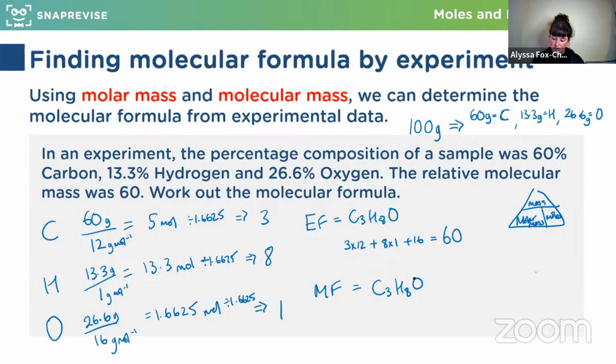If, for example, it said that the relative molecular mass was 120, we would know that the molecular formula is twice the empirical formula, because the mass of one lot of the empirical formula would be half the mass of the molecular formula. But in this case, they're the same, because one lot of our empirical formula is 60, the molecular formula is 60, so it's telling us that one molecule is the same mass as the empirical formula, so it must be the same.